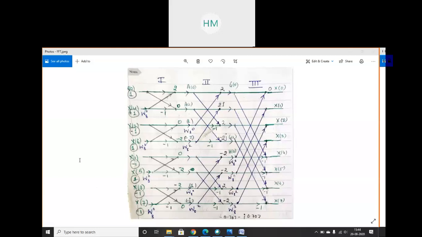Yes, value of G3. It is B1, W8 W2 to the power 8, W2 8.